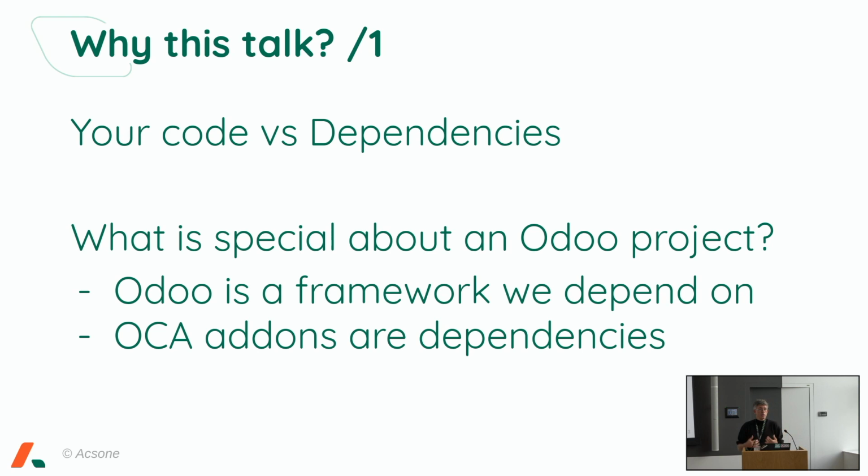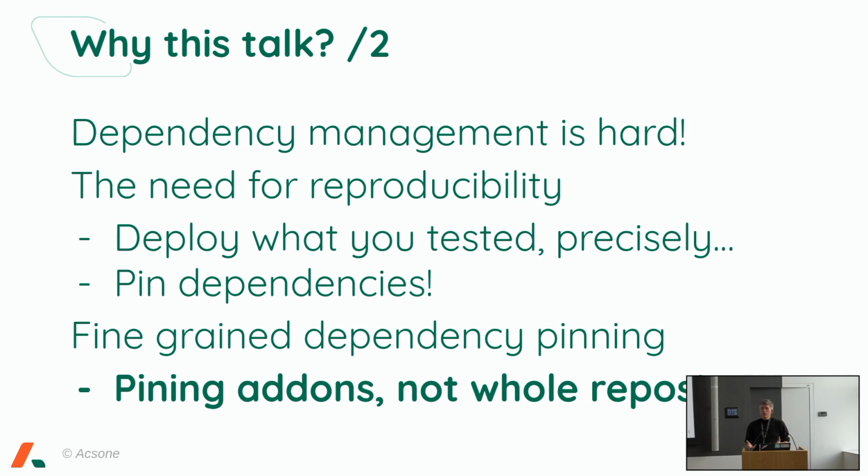And with an Odoo project, it's not any different, actually. Odoo is a framework you are going to use in your application, just like you could use Django or any other framework. Then Odoo comes with standard plugins, addons. Then you use OCA addons to build your project, or reusable addons you are building in your own company that for some reason you cannot share. All those are dependencies from the point of view of your customer project. And managing dependencies in a software project is not an easy problem.